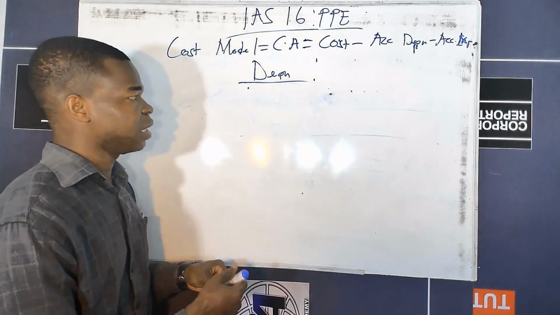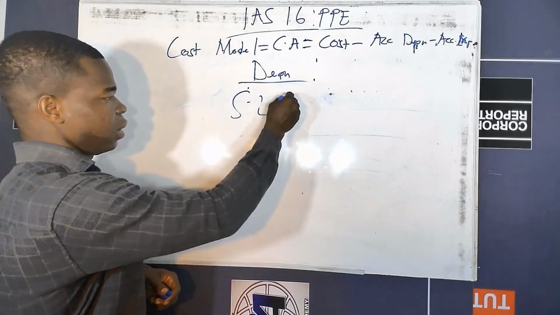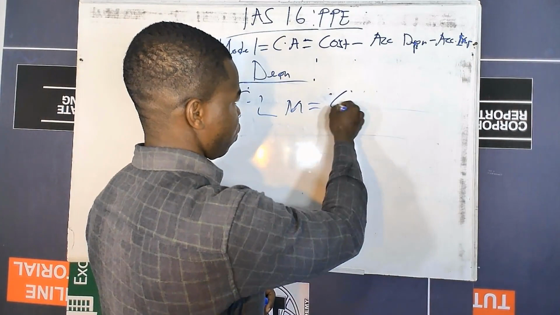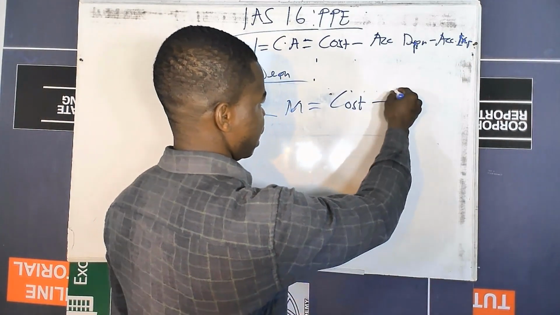Now, I'll be mentioning the straight line method. So what are we looking at under the straight line method? Here we are saying that it is the cost of the asset, then we less our residual value.